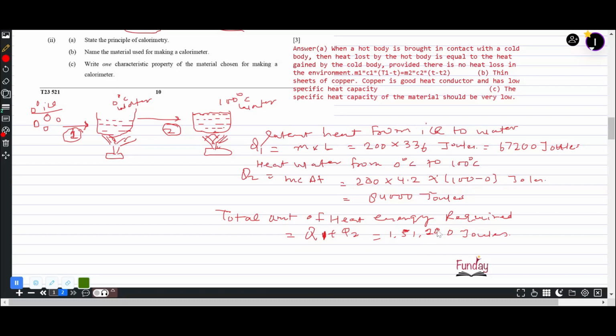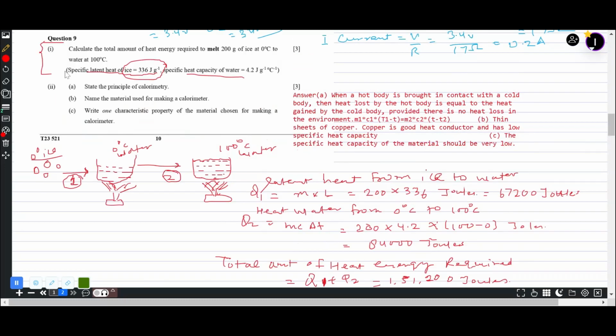Now question number 1, this is done. Now we are in question number 2. What is the principle of calorimetry? Now here I have written the answer. This is all theoretical question. I'll explain this to you. When a hot body is brought in contact with a cold body, then heat is lost by the hot body equal to the heat gained by the cold body, provided there is no heat loss in the environment. That is called the principle of calorimetry.